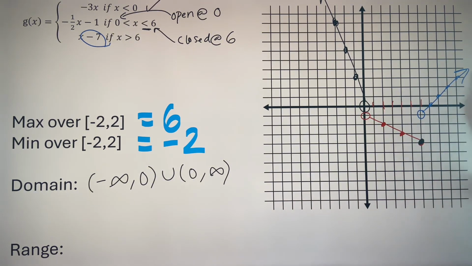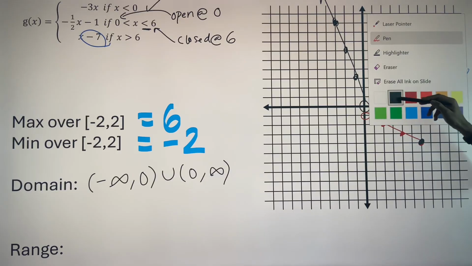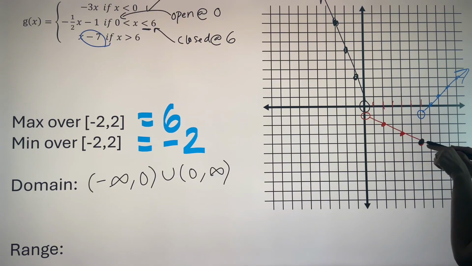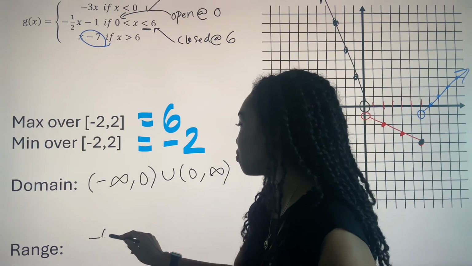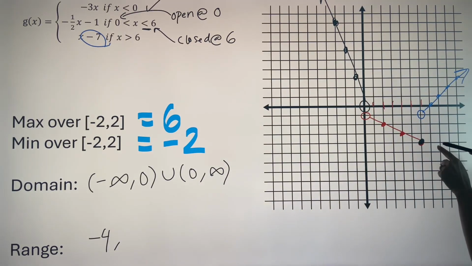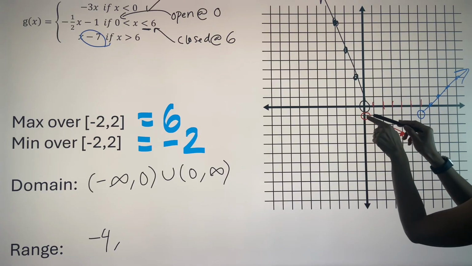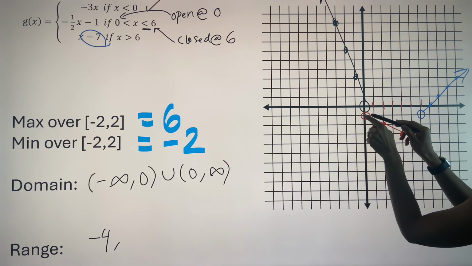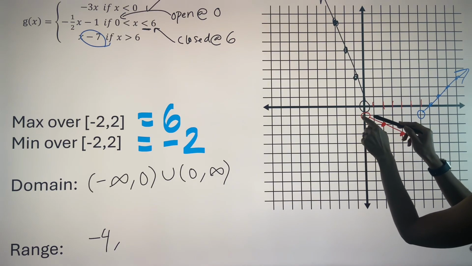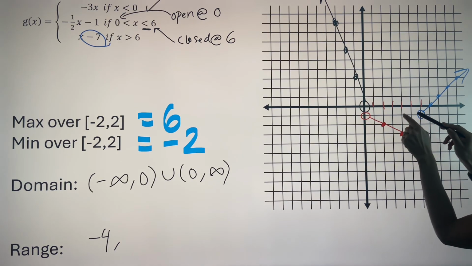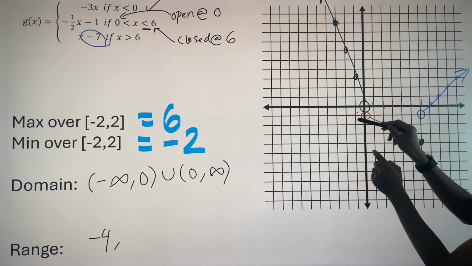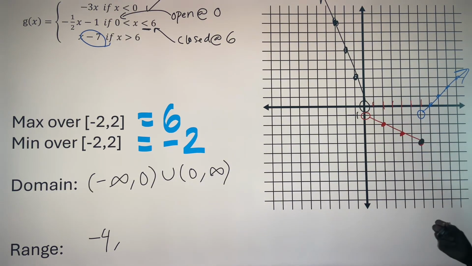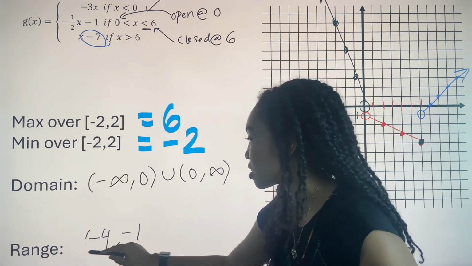All right, now let's talk about the range. Your range, you start at the bottom. This bottom is at -4. So I'm going to put -4. Okay, if I follow the line, there's an open circle right here at -1. So -1, the y value -1 is not included for this line. And if I go over here, it's not included in this line either. So -1 does not exist for either of these lines. So -1 does not exist.